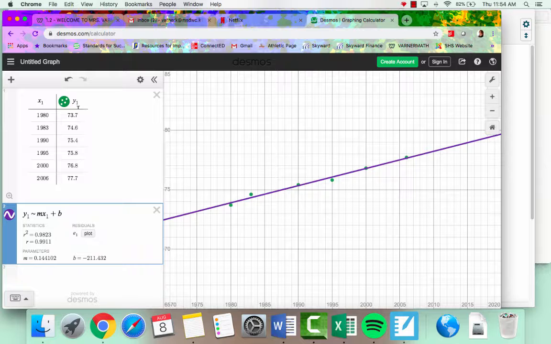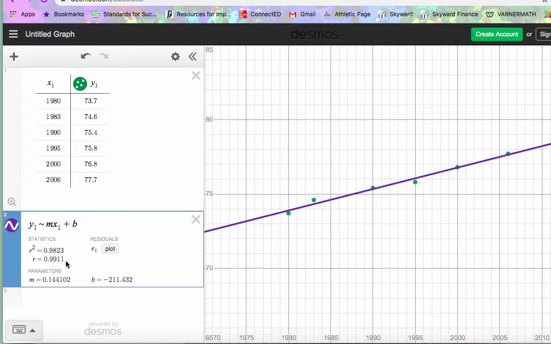And now we see this purple line, and this is as close as possible to fit the data, and so this would be considered a regression line. What you should see here is that there's some key information that they actually give you in this box once you've typed that in. The first thing that you see is this r squared value. The r and the r squared value tell you how close the line is to the data. So that goes back to our correlation coefficient.